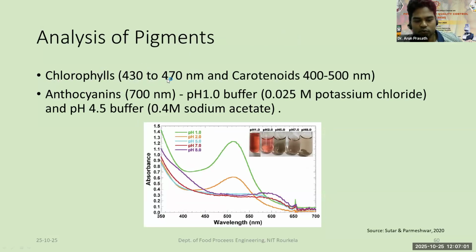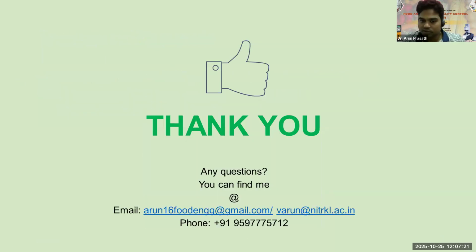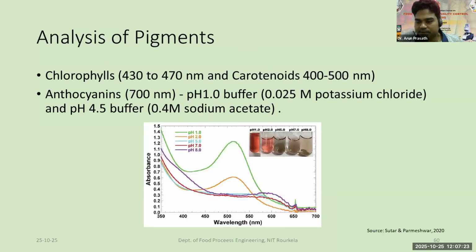Chlorophyll, you can see 430 to 470 nanometers, carotenoid 400 to 500 nanometers. So the peak shows the presence of certain pigment components, anthocyanin at 700 nanometers. When you have a peak at 700 nanometers, it shows the presence of anthocyanin, chlorophyll, and carotenoid pigments. So these are the potential applications where this spectroscopy technique can be used.